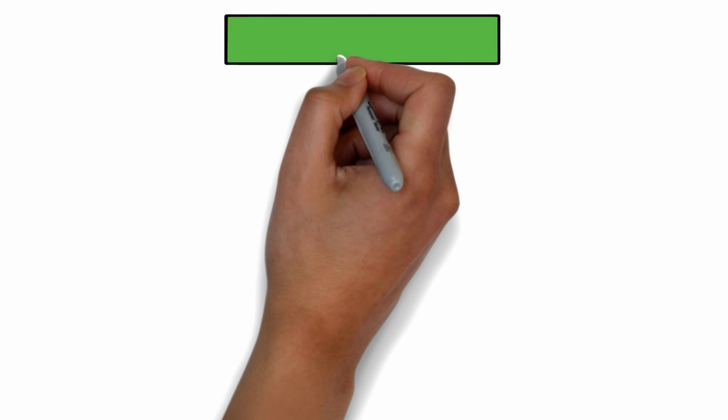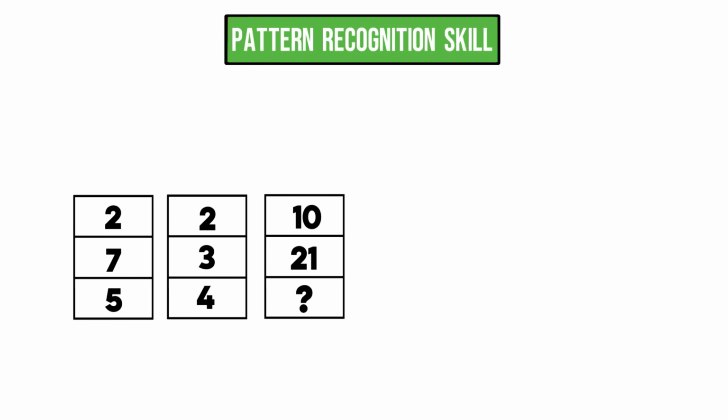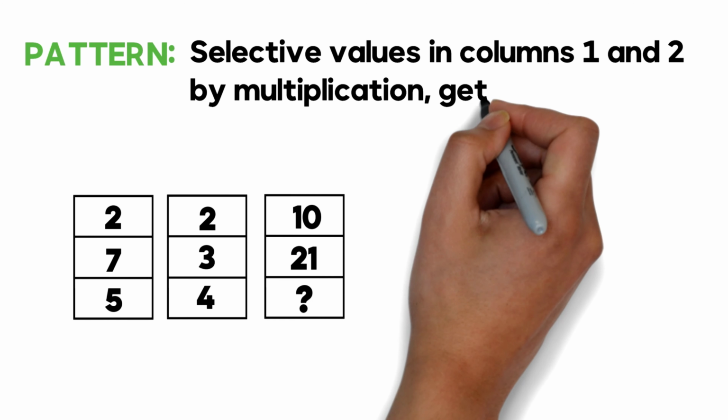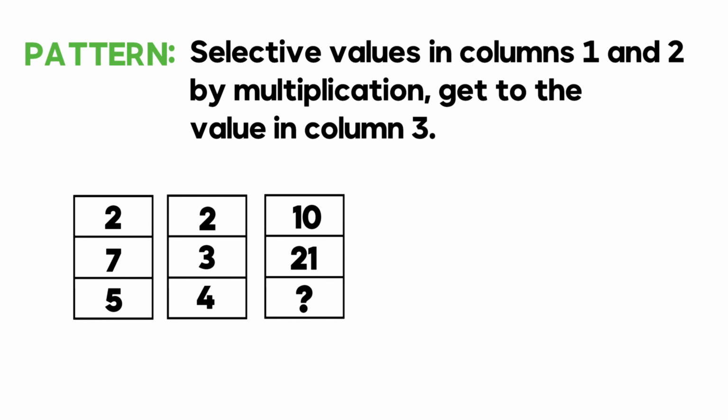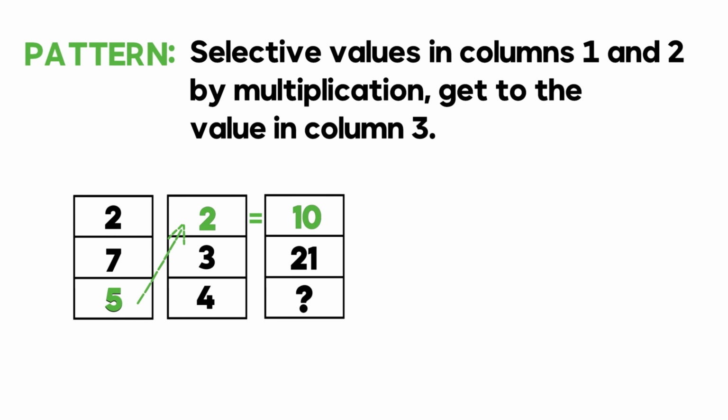The most important skill to solve these types of problems is pattern recognition. To recognize the pattern, you need to look closely at each column. Selected values in columns 1 and 2, by multiplication, get to the value in column 3, and this is our pattern. Let's take a closer look at the values that are already present. If we multiply 5 by 2, we get the value of 10.